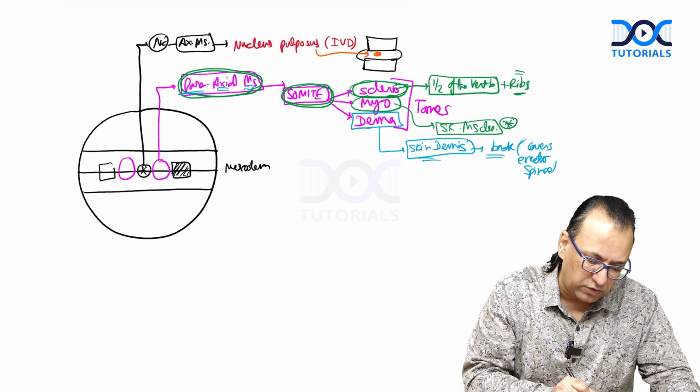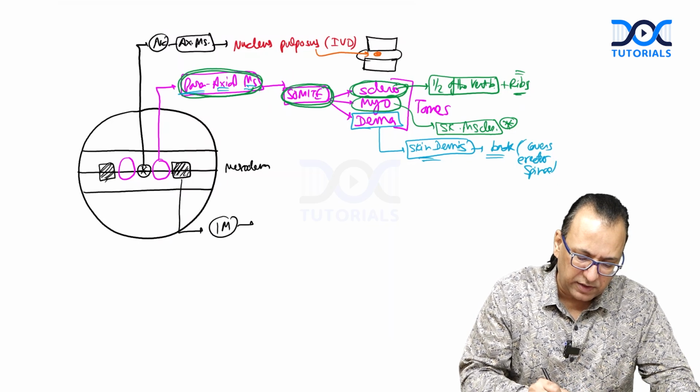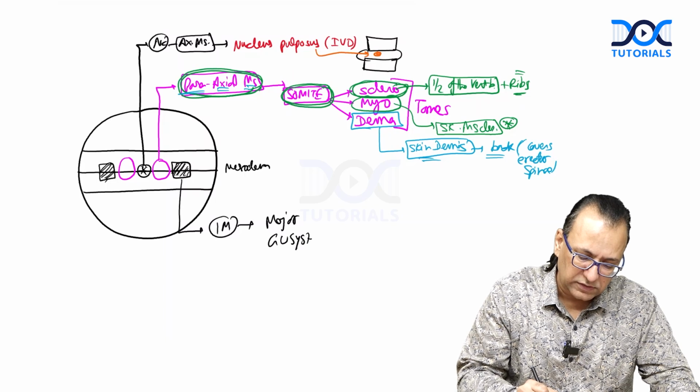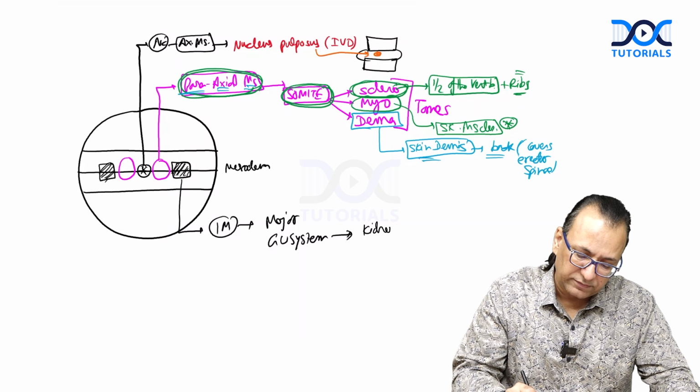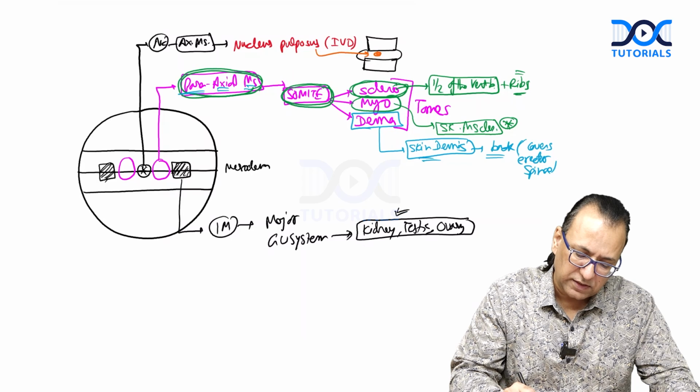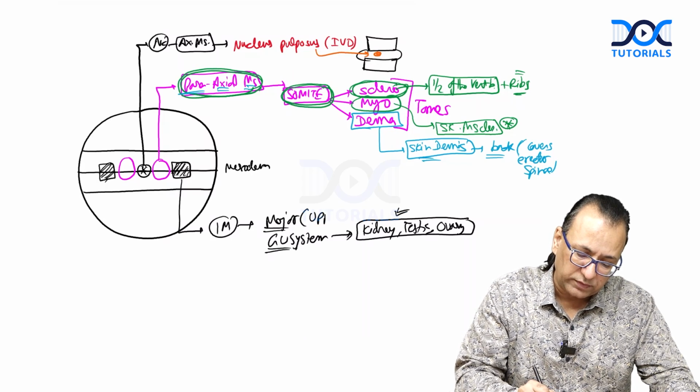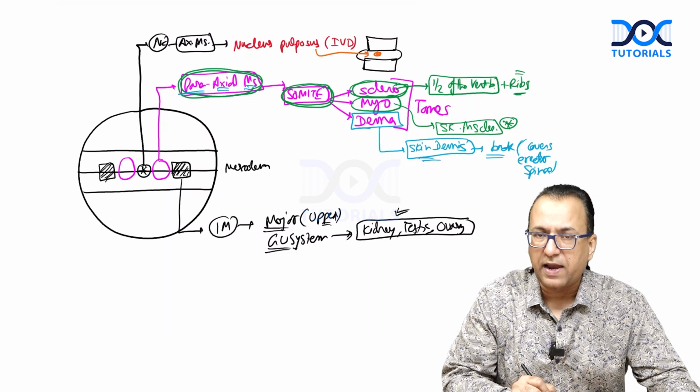So this is going to be the intermediate mesoderm, and intermediate mesoderm is forming the major portion of the genitourinary system. That means it will have some derivatives like kidney, testis, ovaries. Now, when you are telling the kidney, testis, ovaries, the major portion of genitourinary system, it is the upper part, because lower part we have known it is coming from endoderm of the hindgut.